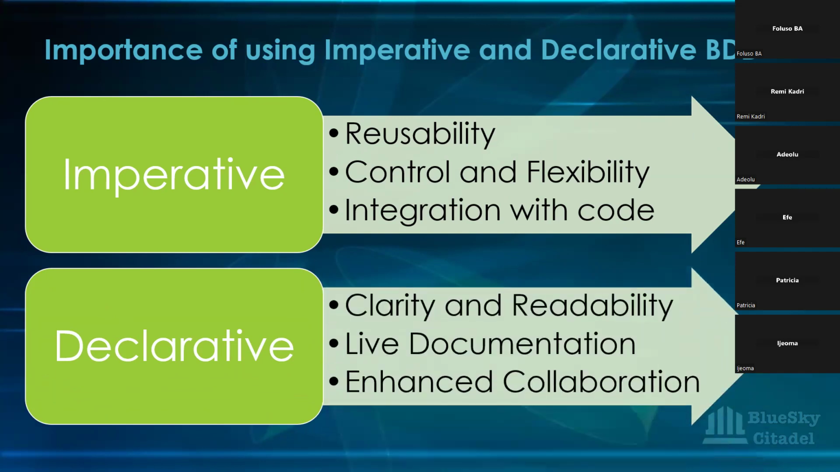For imperative, you have control and flexibility. Imperative allows for more detailed, fine-grained control over the test implementation. It's valuable when detailing those dynamic scenarios that may not easily be described in a declarative manner. Imperative also offers reusability. It can be reused in multiple scenarios or even different projects. It promotes efficient test cases and minimizes redundancy.